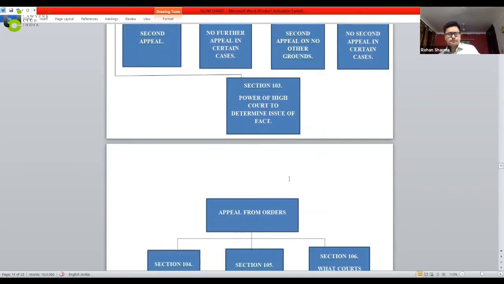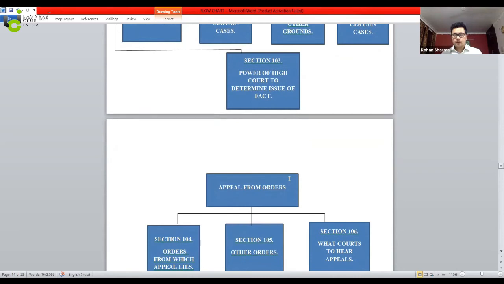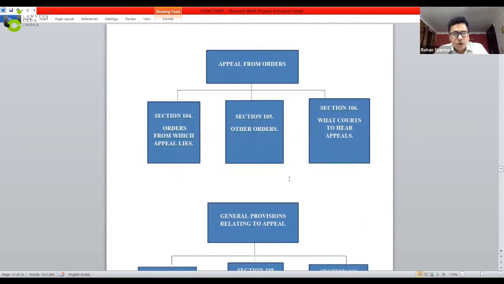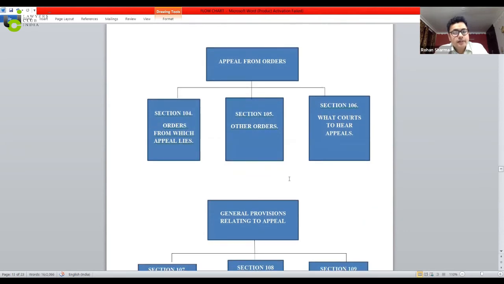Moving on. Appeal from orders. Now, these are also sort of ancillary sections. For example, Section 104 talks about the orders from which appeal lies. It's a generic section. It has certain specific cases. For example, in the cases wherein proceedings have been initiated in Section 91, which we just talked about, public nuisance, and there have been certain orders which have been passed, those orders can be appealed by way of Section 104.